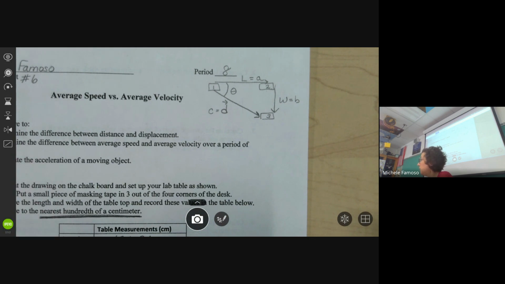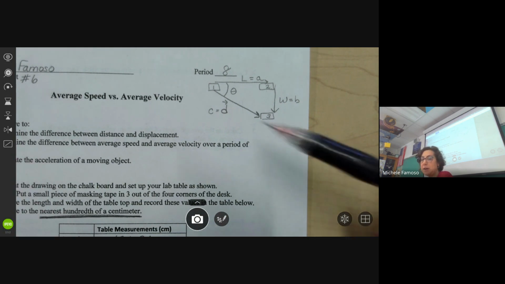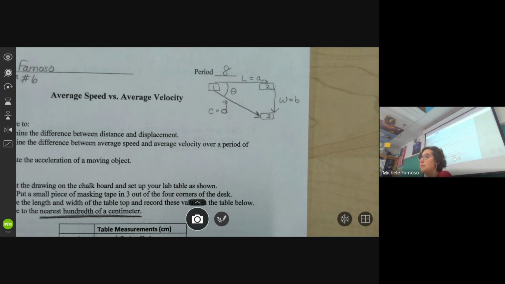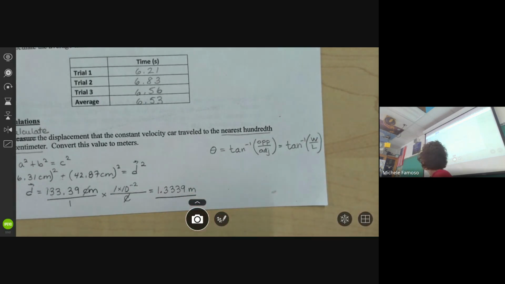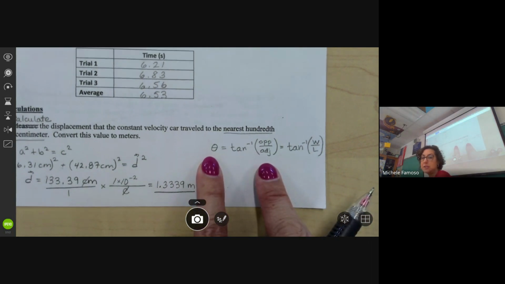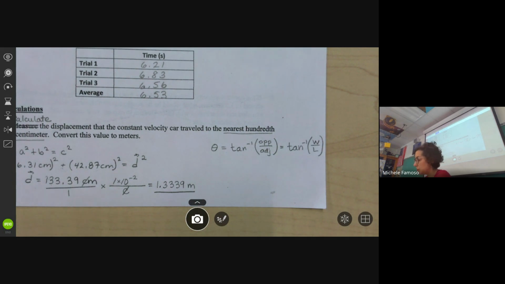Length and width. Which one's the opposite side of that angle? The length or the width? The width. All right. So that would be the width over the length. That's what we're going to do. So that's the equation we're going to use, that the angle is the inverse tan of opposite over adjacent.